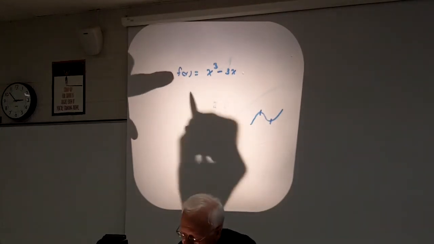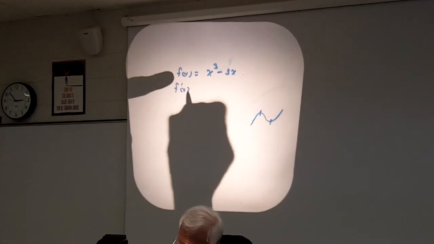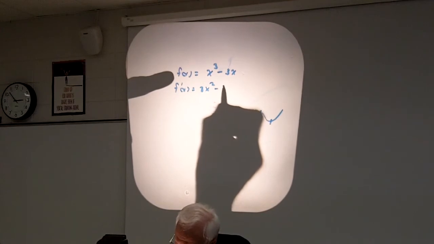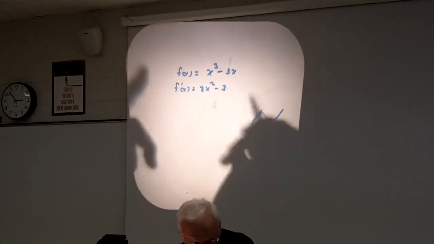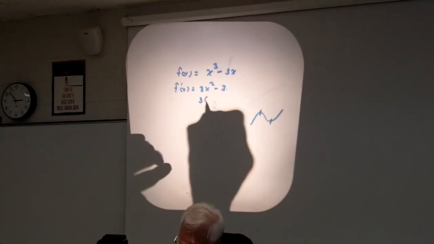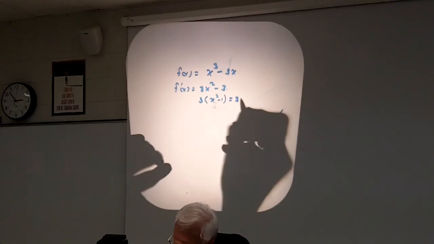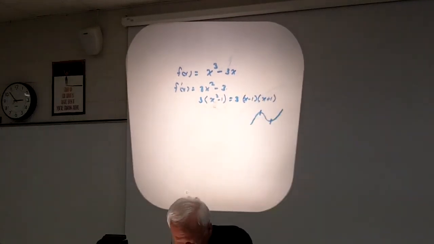I'll take the derivative of this first. So f prime of x is equal to what? 3x squared minus 3. And I'm going to factor a 3 out here so you see my method of choosing my numbers. This is going to be equal to 3 times x minus 1 times x plus 1. With me?